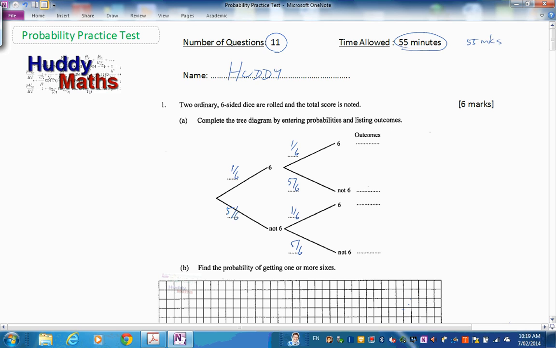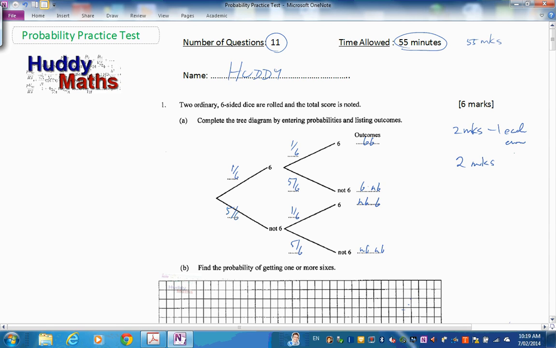Okay, what are the outcomes? There's 2 marks for the probabilities, minus 1 for each error, so don't make too many errors. There go the 2 marks. This would be a 6 and a 6. 6, not a 6; not a 6, 6; and not a 6, not a 6. So there's 2 marks for each of those, minus 1 for each error.